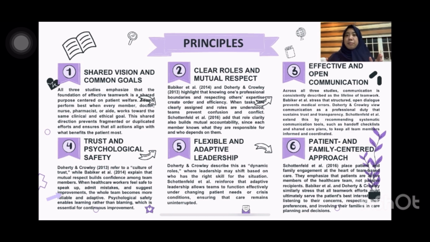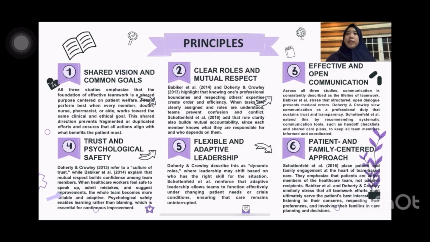2. Clear roles and mutual respect. Babiker and colleagues in 2014 and Doherty and Crowley in 2013 highlight that knowing one's professional boundaries and respecting others' expertise create order and efficiency. When tasks are clearly assigned and roles are understood, teams prevent confusion and conflict. Scott and colleagues in 2016 add that role clarity also builds mutual accountability, since each member knows what they are responsible for and who depends on them.